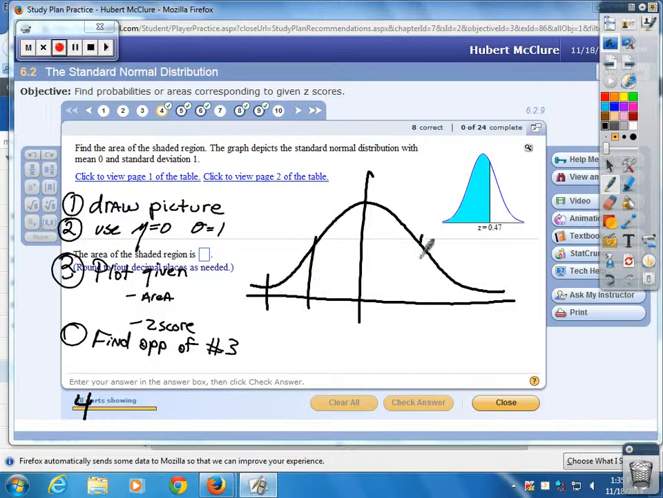Two on the right, two on the left. 0, 1, 2, -1, -2. What are they giving us? It says find the area of the shaded region. Are they giving us an area or are they giving us a z-score? A z-score. It's about 0.5, isn't it? Right at 0.5, so that means it's right in here. So I'm going to take my handy dandy blue marker and mark this area in blue.